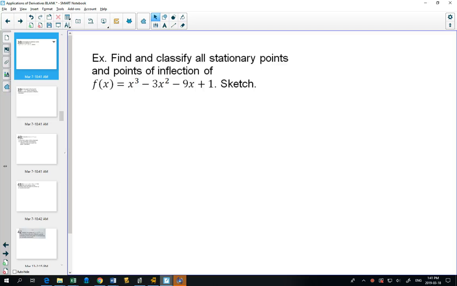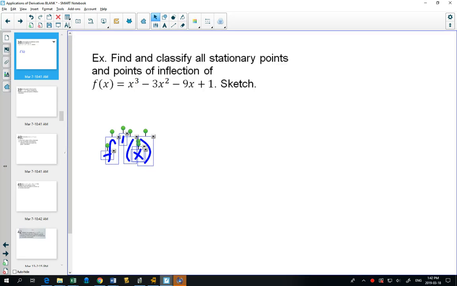But find and classify all the stationary points. So we want to find all of our maxes and all of our minimums and all of our stationary points of inflection and all of our inflection points of this graph. So as our process, what we're going to do is start with our first derivative. Ooh, okay. Would we do anything preliminary? Yeah, there's going to be some preliminary stuff that we're going to do for sketching that's going to build on our grade 11 and 12 stuff.